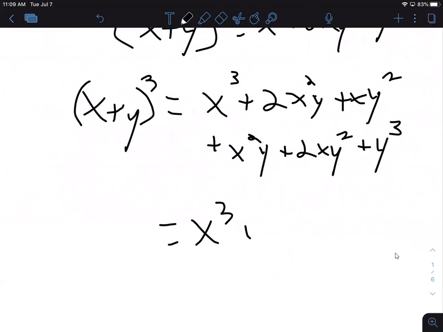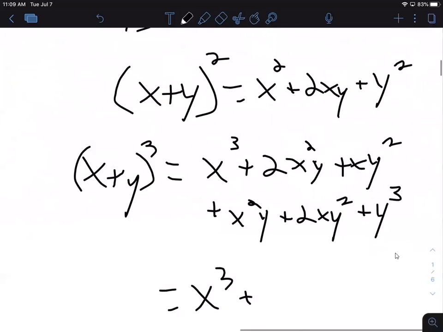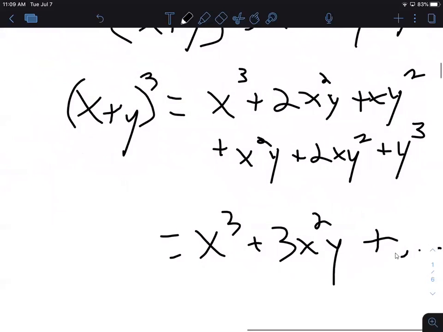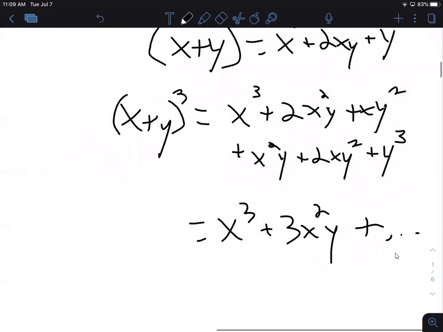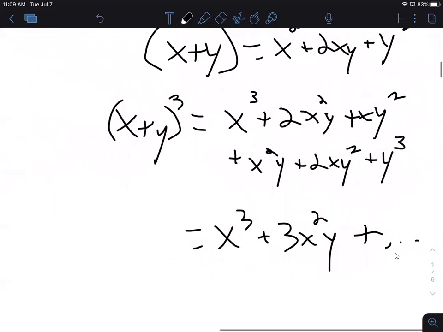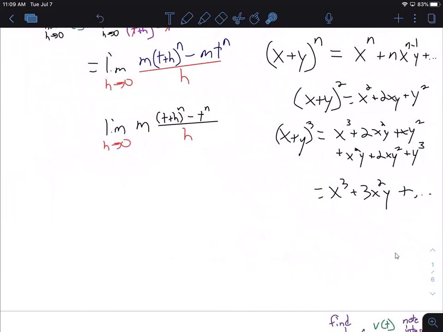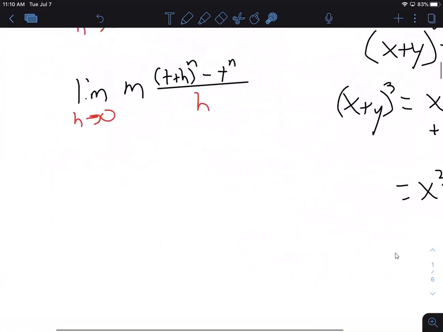x cubed plus 3x squared y, because I had 2x squared y and x squared y here. And then plus a bunch of other stuff, which it turns out we're not going to really care about. Do note that all this extra other stuff has y squared or more terms in it. That's going to be important.